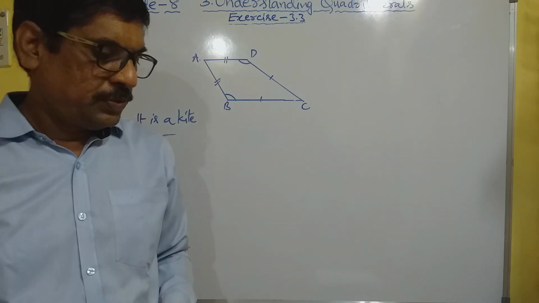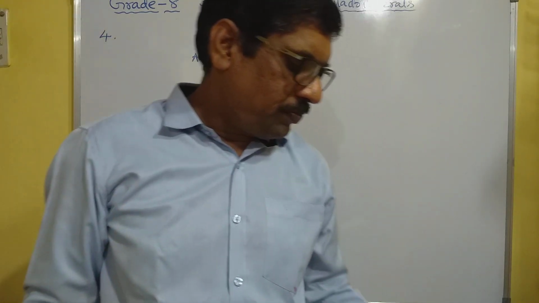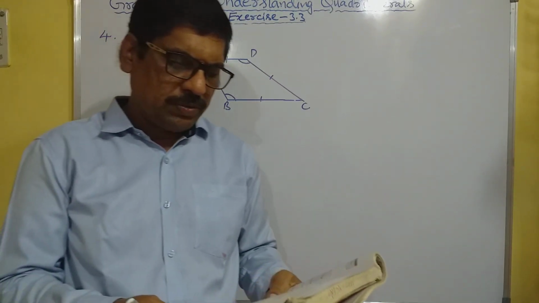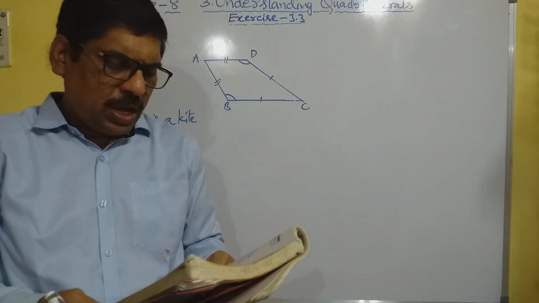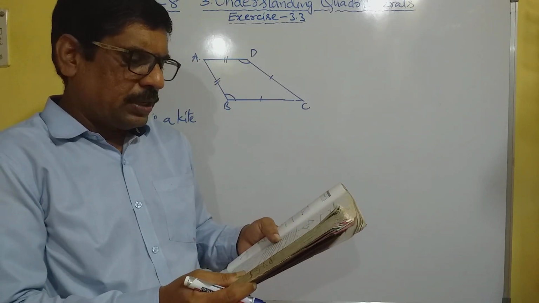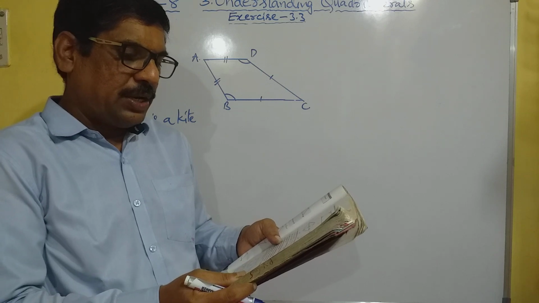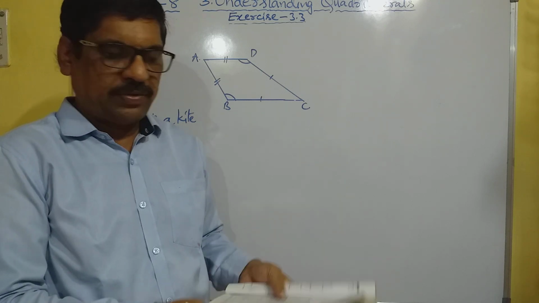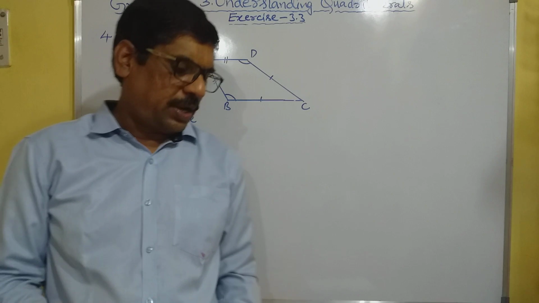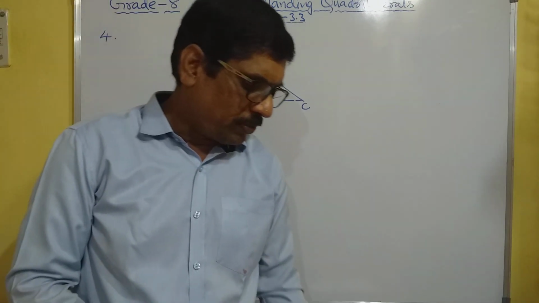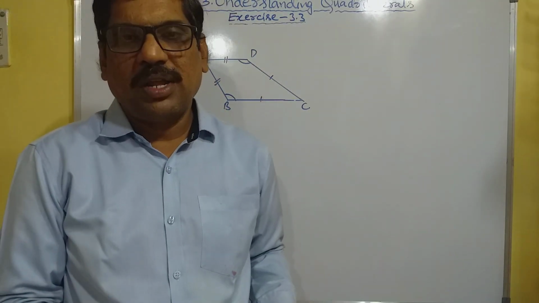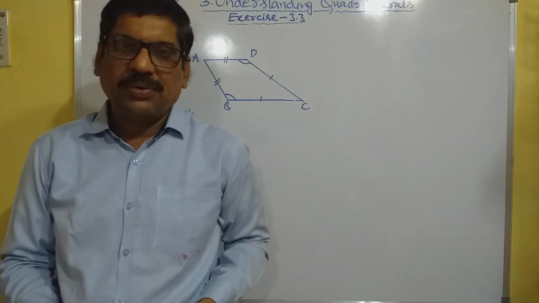So by this problem, a quadrilateral that is not a parallelogram but has exactly two opposite angles of equal measure is a kite. By this we have finished 4 problems from this exercise. Let us continue the remaining problems in the next class. Thank you. Have a nice day.